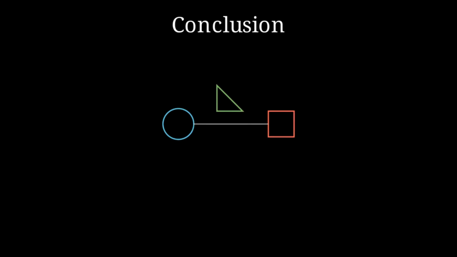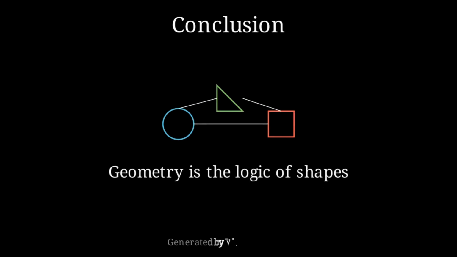Geometry is all around us, from the smallest atoms to the largest orbits. By mastering these angle relationships, you've taken a big step in understanding the logic of our physical world.